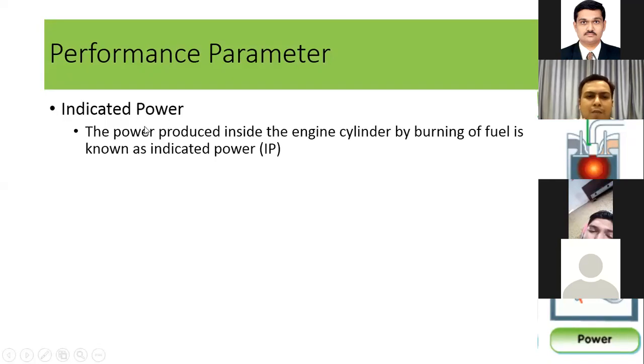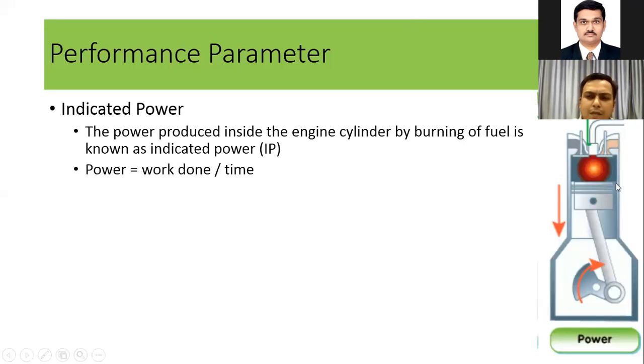So indicated power means the power produced inside the engine cylinders by burning of fuels. See, in all four strokes, we have the suction stroke, compression stroke, power stroke, and expansion, I mean exhaust stroke. In all the strokes, the work done by the fluid, which means work done by the system, happens only in the power stroke, and work done by the system is taken as positive, and the rest of the work done on the system is called negative. So this is a basic fundamental terminology.